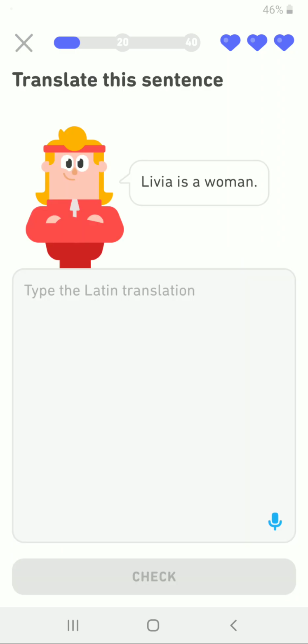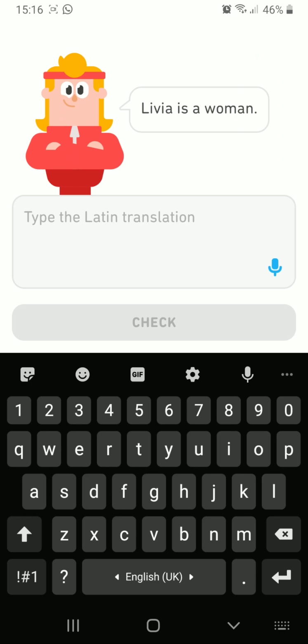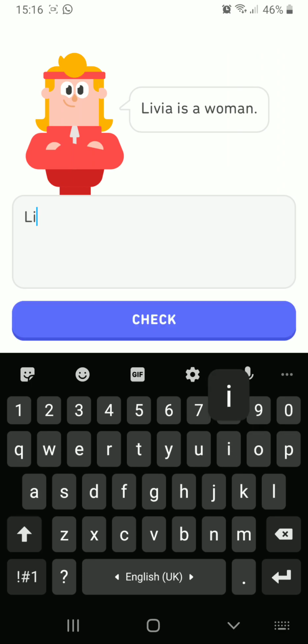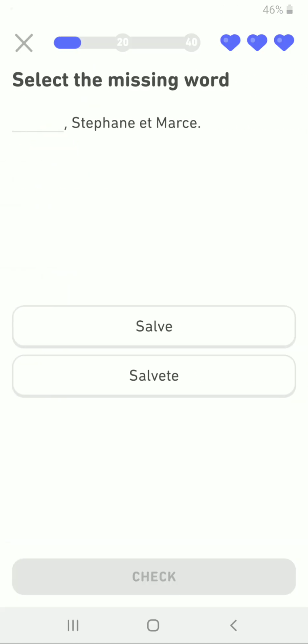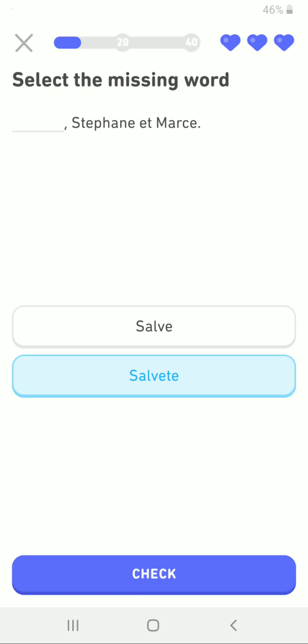Okay, so I should not make more than 3 mistakes. Livia is a woman, so how will I say this? Livia est femina. And it's correct. And here we have two persons, so Stefane et Marce. So salvete.